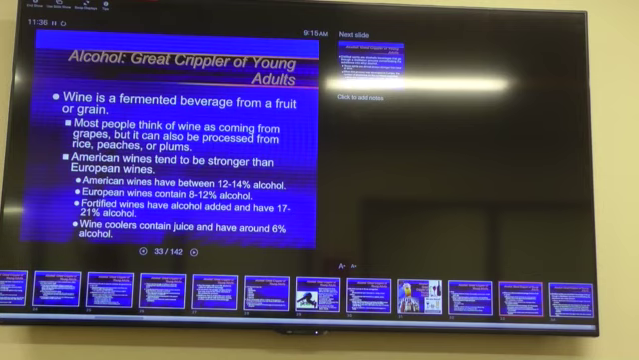Wine is a fermented beverage from fruit or grain. Most people think of wine as coming from grapes, but it can also be processed from rice, peaches, and plums. Of course, that's what sake is. It's rice wine. American wines tend to be stronger than European wines, strangely enough.